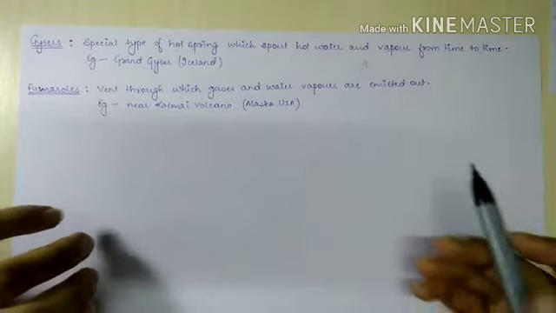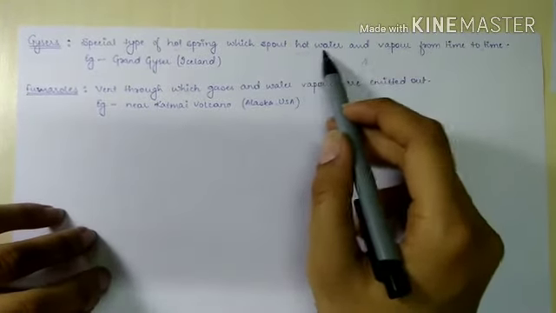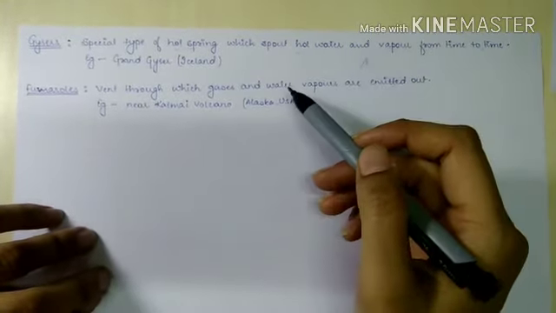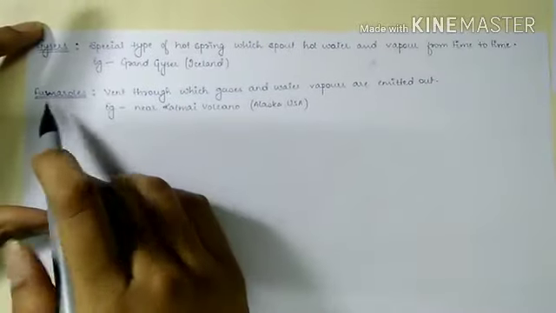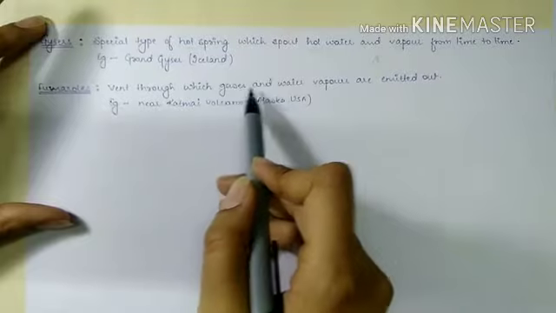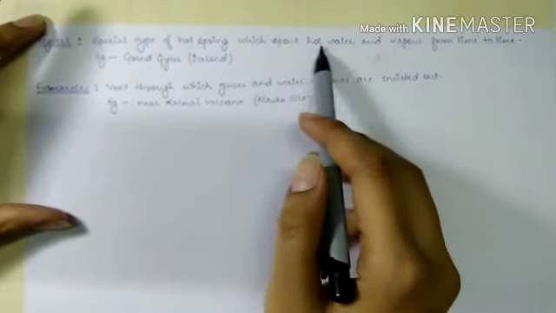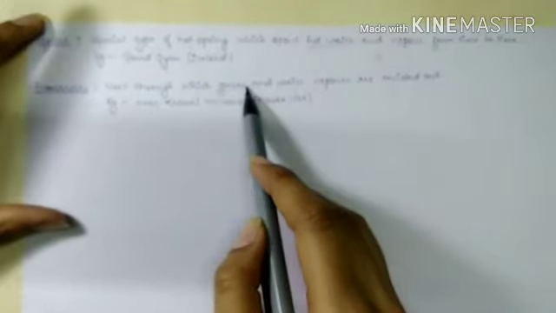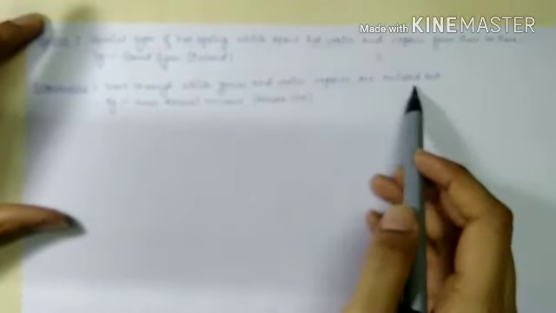So here, hot water along with vapor is ejected out, and in fumaroles, gases and water vapors are emitted. Here liquid is also ejected, but in fumaroles only gases, that is gases along with water vapors, are emitted out.